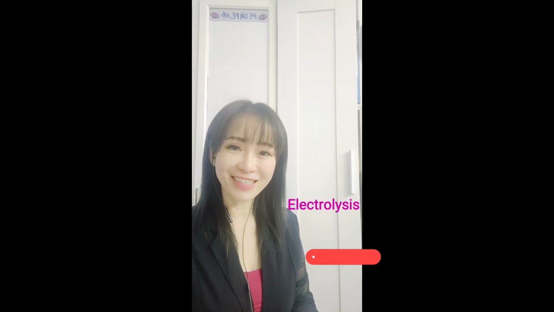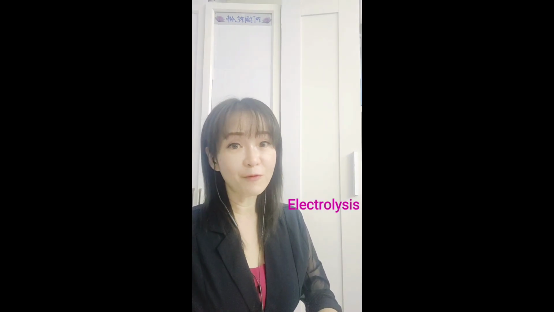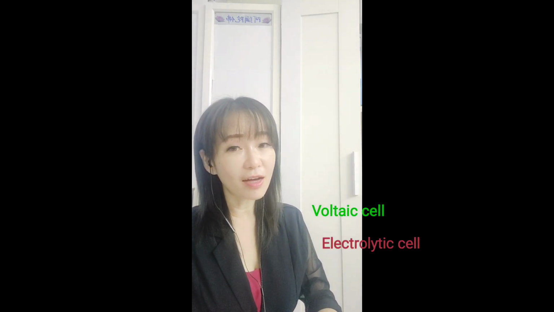Today we will discuss electrolysis. At first, we will discuss the similarities and differences between the voltaic cell and electrolytic cell. After that, we will use the theory of Faraday's first law of electrolysis to determine the mass of substance deposited at the electrodes.